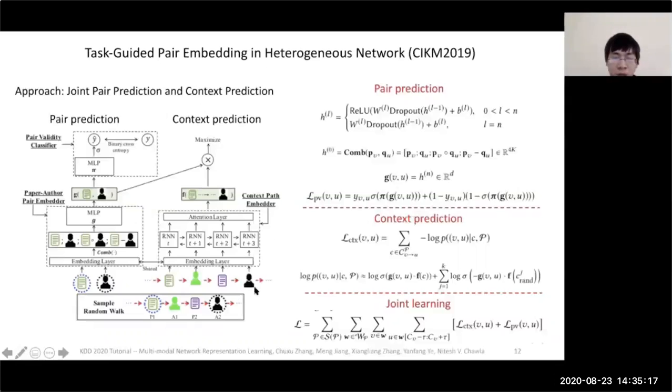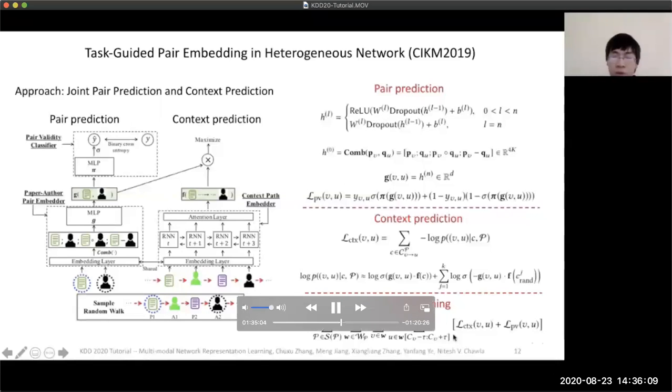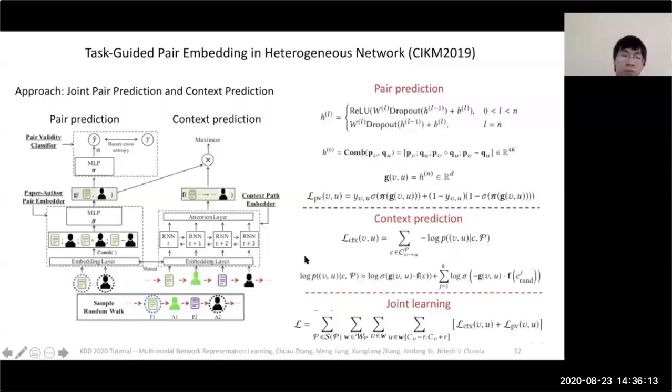As for the context prediction part, different meta paths between the target paper and the target also are extracted. Then the recurrent neural network is utilized to encode the context neighbor sequence in different meta paths. So here, FCV denote the encoded context neighbor sequential embeddings, and GUV denote the relation pair embeddings. Then the context prediction loss between relation pair embedding and context neighbor embedding is utilized. Finally, the model performed the joint optimization between pair prediction and context predictions.